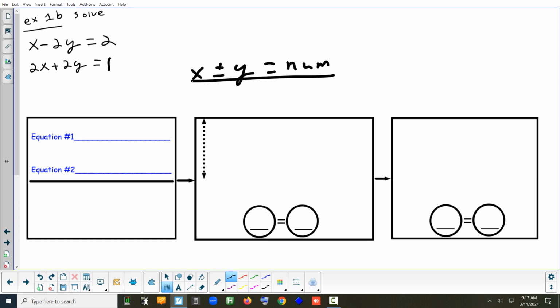Are both these equations set up that way, or do we need to fix one of them? They're both set up that way. So once we know that they're both set up that way, go ahead and copy them down. That'll be equation 1. And that's equation 2. Now, what do we do inside this box? And this is really like the elimination step. What do we do with those two equations?